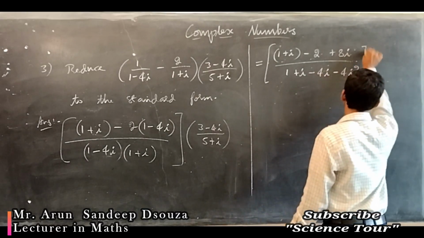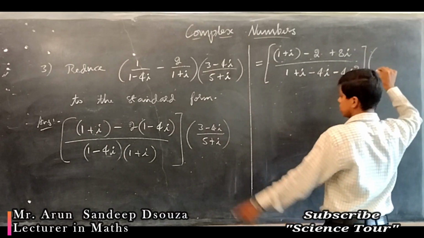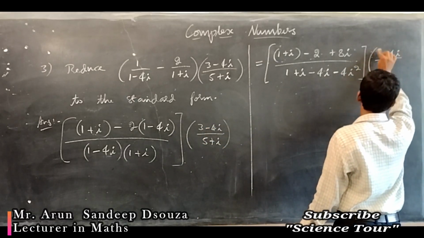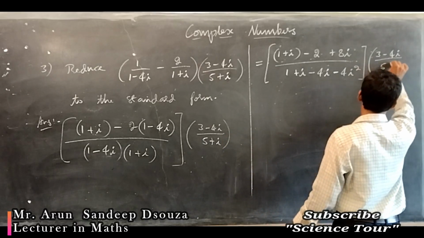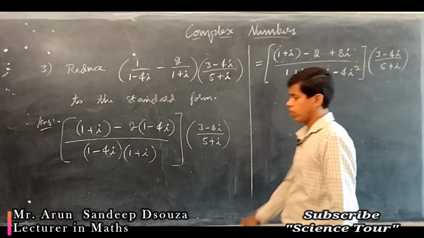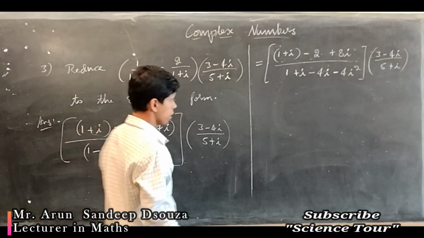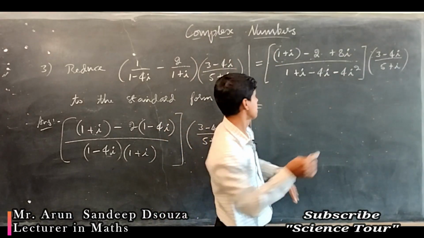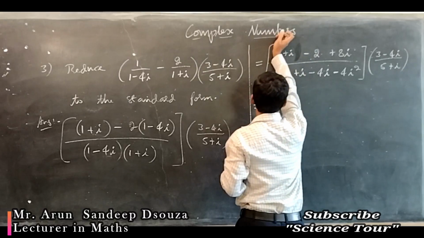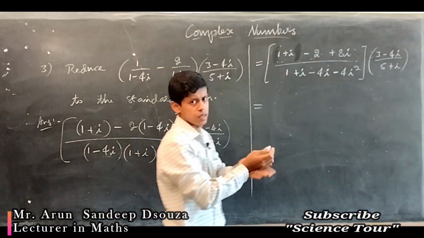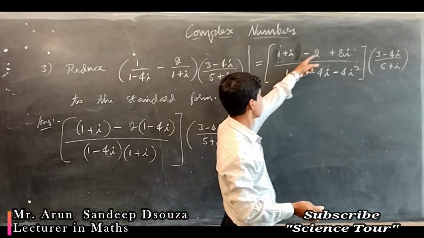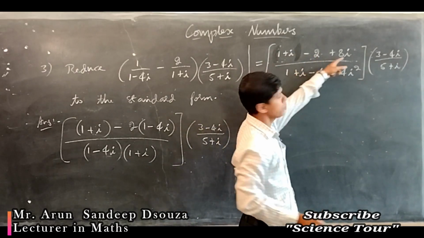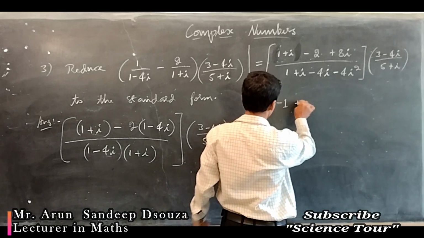So that's the first part, and the second part is 3 minus 4i divided by 5 plus i. Well, so we have reached this point. Now simplify the numerator. You don't have to write this bracket because this is plus. So 1 minus 2, I'll write directly minus 1, and i plus 8i, 9i.